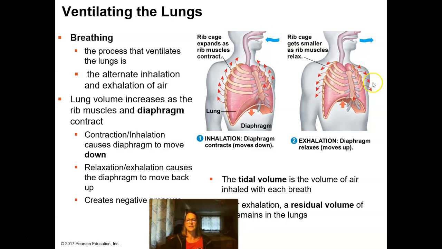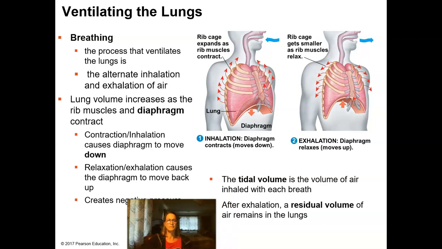When we relax, the diaphragm moves up and the rib cage moves down, and that compresses the lungs, and then air is forced out. Now, obviously, we don't get rid of all of the air in our lungs every time we breathe out. We still have air in our lungs that's keeping them semi-inflated. So that's something to remember, and it means that our lungs are not nearly as efficient at removing oxygen as gills would be for a fish.